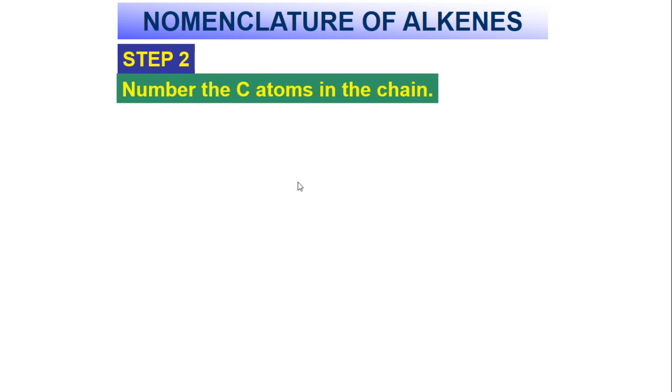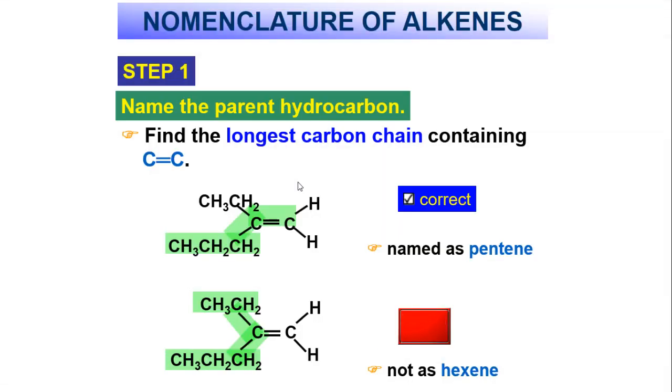In step 2, you need to number the C atoms in the chain. If you look at this one, we just counted 1 2 3 4 5 6, and someone said hexene, which was wrong. Here we also counted 1 2 3 4 5, and it was pentene, which is the correct one. So here we have just identified the chains. But the next thing we need to know is how you can number this molecule.